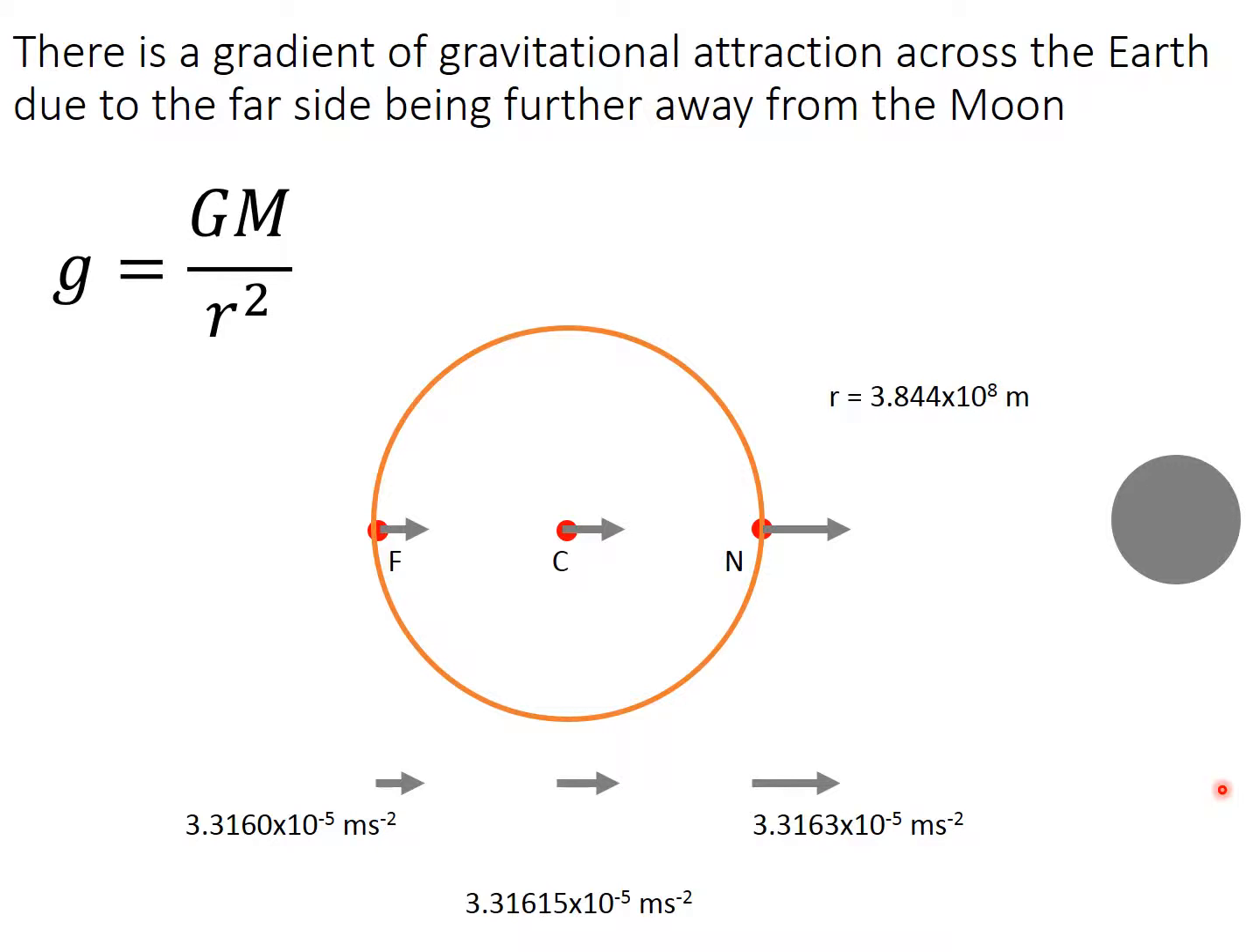Okay? And it turns out that this distance, basically across the diameter of the Earth, is big enough for there to be a very small difference in the gravitational attraction at N, which is higher than the gravitational attraction at F. And these are the actual gravitational attractions. The gravitational attraction that we experience now, because we're standing on the Earth, which is a very, very massive object that is very, very close to us, is 9.8-ish. So you can see that these numbers here are much, much smaller. These are extremely tiny numbers.